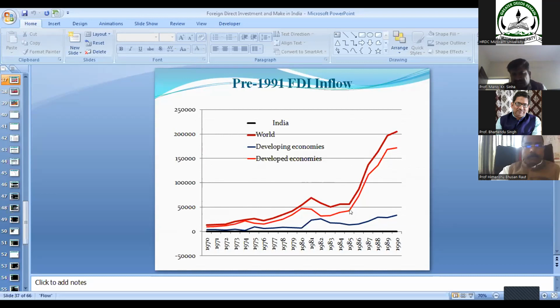In the case of the world and developed countries, the rate of growth of FDI inflow up to 1985 is lower or slower than after 1985. FDI inflow in developed countries and the world has a rate of increase that is faster than before that period.